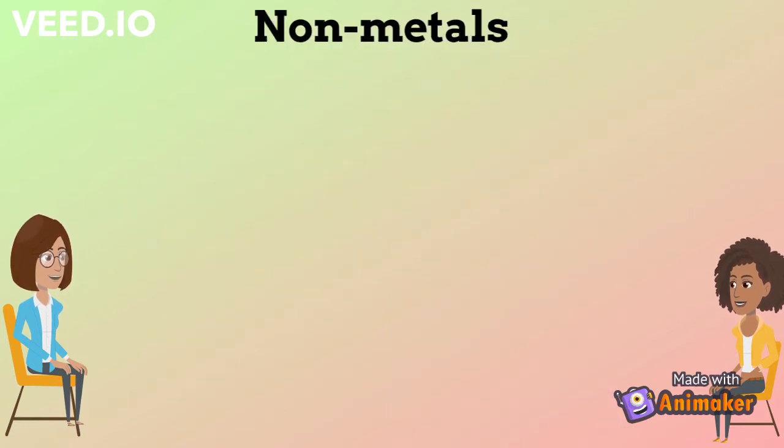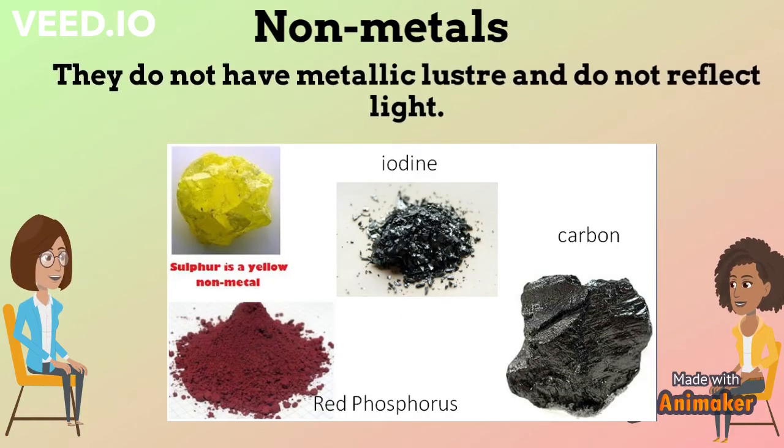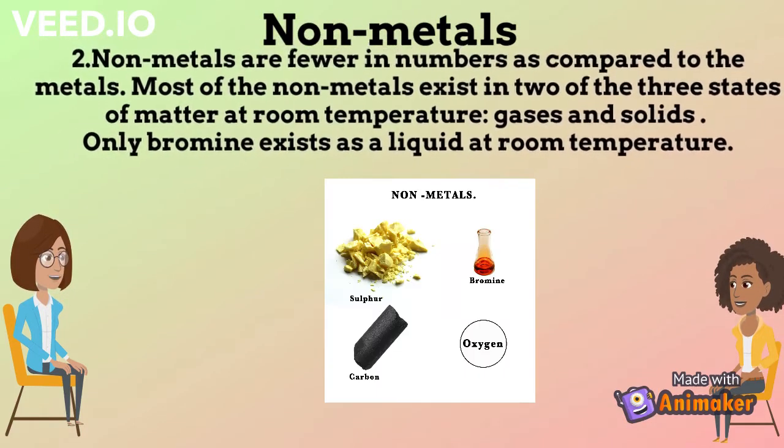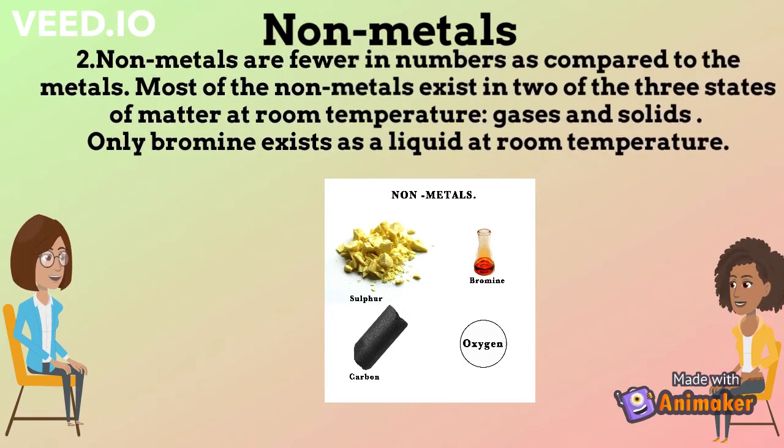Now we will see characteristics of nonmetals. They do not have metallic luster and do not reflect light. Nonmetals are fewer in numbers as compared to the metals. Most of the nonmetals exist in two of the three states of matter at room temperature, gases and solids. Only bromine exists as a liquid at room temperature.